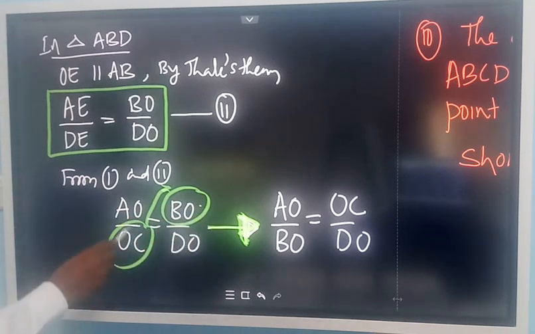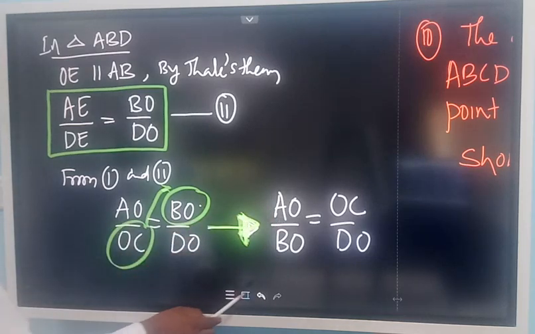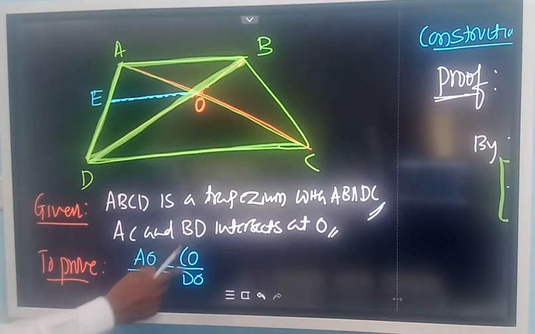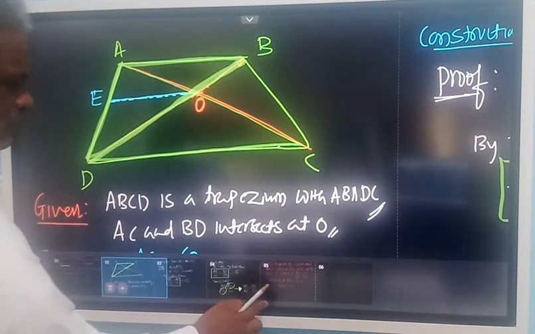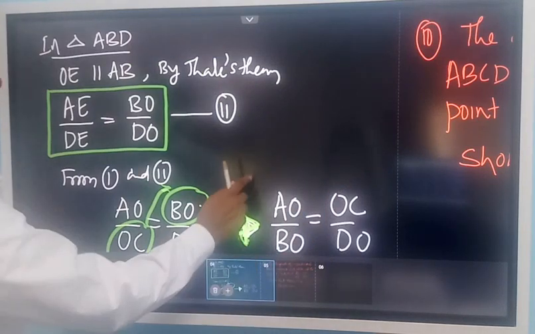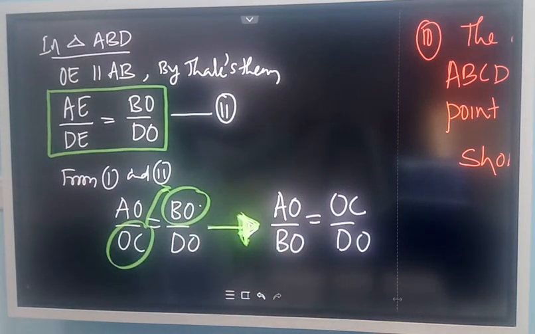That much only. So OC is going there, BO is coming this side. So you got this one. This is what we wanted to prove here: AO by BO is equal to CO by DO. So that is what we have proved here. AO by BO is equal to CO by DO. So both are same. Is it clear?